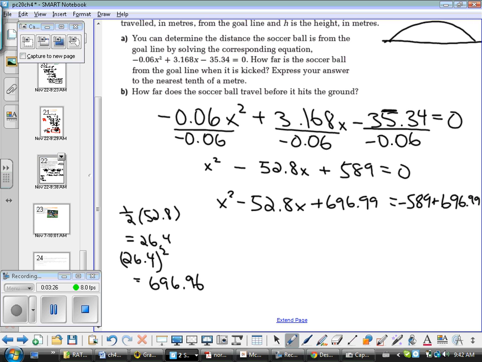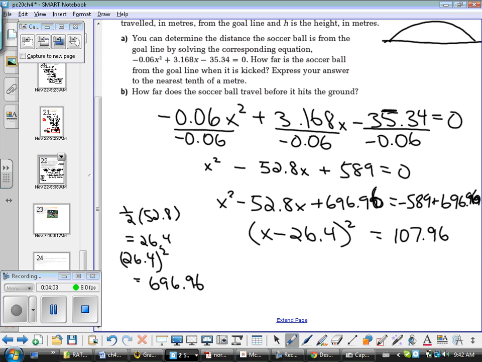All right, so now I can complete the square. Remember, I'm taking half of that middle term, so that would be x, and I'm going to match the sign. So (x minus 26.4) squared equals 107.96. Sorry, that's supposed to be a 6, and so is this. So that becomes 107.96.